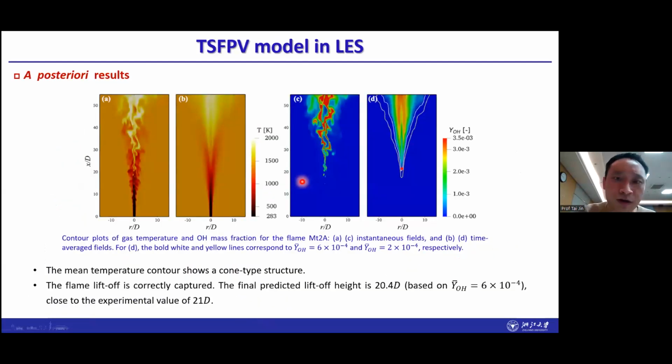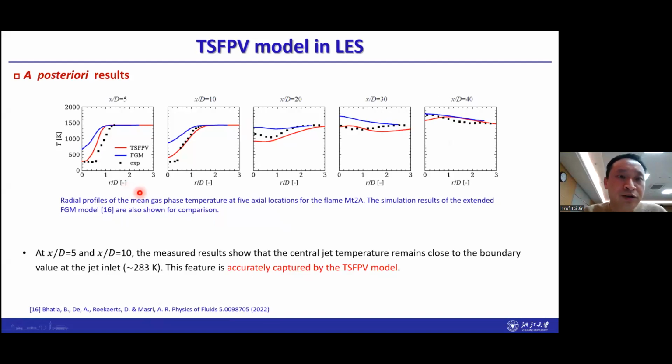And these are the results of the calculation compared with experimental results. We look at the lift-off height for the simulation results. For the calculation it is about 20.4 jet diameters, and for the experiment it is 21 diameters, which is quite close. We then compared the temperature results at different axial positions. We can see that the results are greatly improved using this TSP model, especially for the central region.